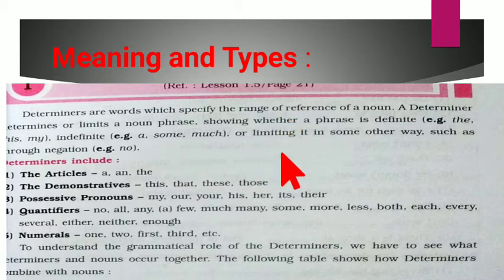And as explained earlier, what are included in determiners? Articles, demonstratives, possessive pronouns, quantifiers, and numerals. If we look at the fifth one, numerals, here they have included numerals, that is 1, 2, 3, and first, second, third, that is ordinal, in one only. So it can be taken as one or it can be bifurcated into different types.